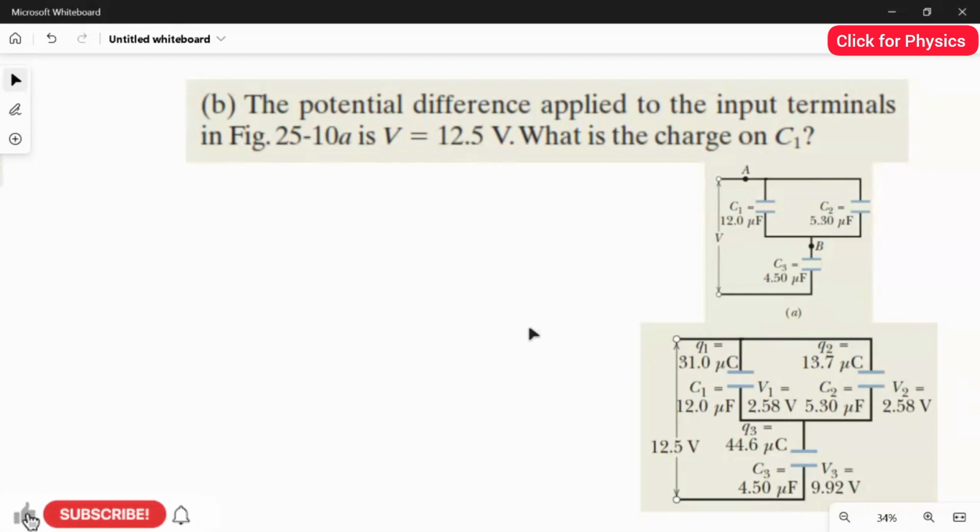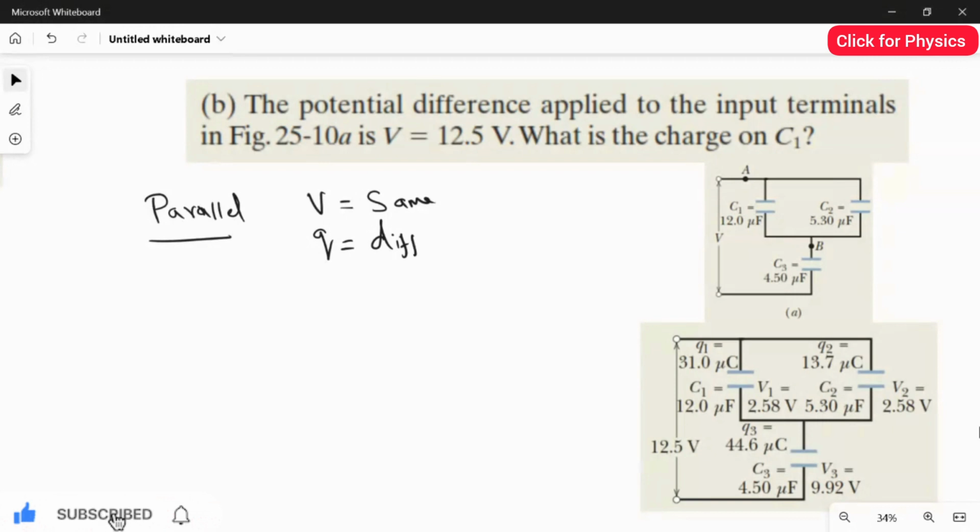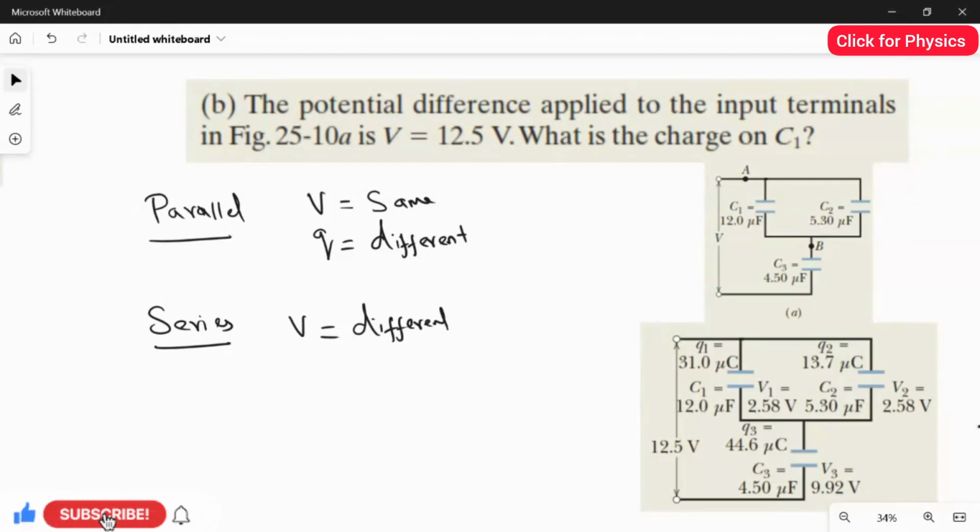Clear? Okay, let's start. First of all, better I write what the rule is. If the capacitors are arranged in parallel, the potential across each will be the same, but the charge stored in each capacitor will be different. But in case of series connection, it's the reverse. The potential across each capacitor will be different, but the charge will be the same. So this is the rule we are going to apply here.